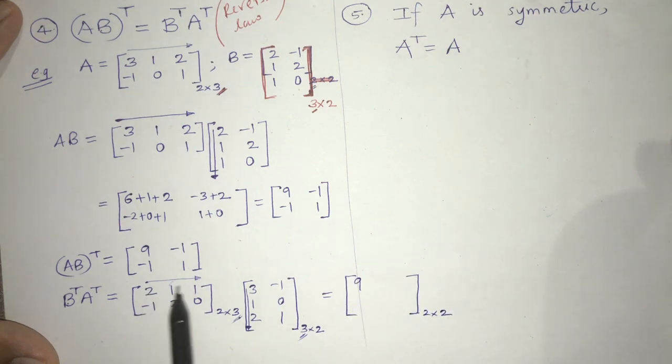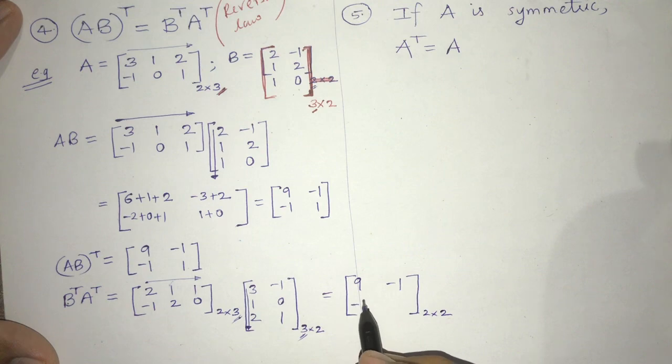Then we have minus 2, 0, 1, right? Minus 2 plus 0 plus 1, that is first row second column. Minus 2 plus 0 plus 1 is minus 1. Then we have second row first column, minus 3 plus 2 plus 0. So minus 3 plus 2 plus 0 is minus 1. Then we have second row second column, we have 1 0 0. Okay, so that is B transpose A transpose.